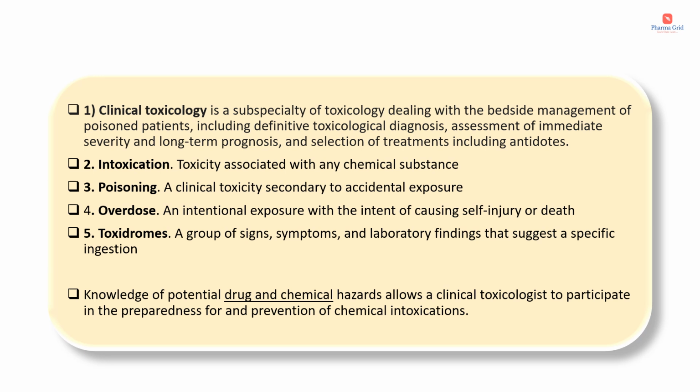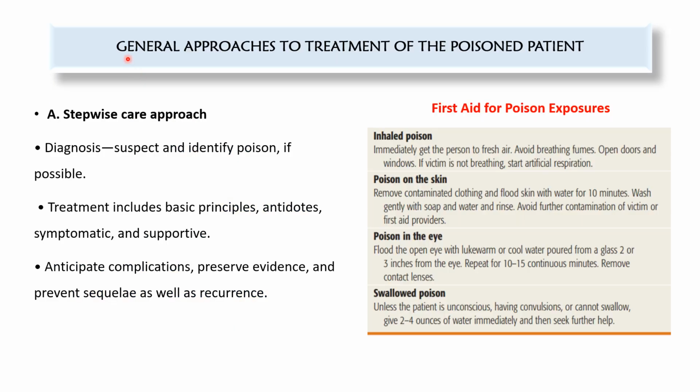The next term is intoxication. It means toxicity associated with any chemical substance. Poisoning is a clinical toxicity secondary to accidental exposure. Overdose means an intentional exposure with the intent of causing self-injury or death. Then toxidrome. Toxidrome is a group of signs, symptoms and laboratory findings that suggest a specific ingestion. Knowledge of potential drug and chemical hazards allows a clinical toxicologist to participate in the preparedness for and prevention of chemical intoxications.